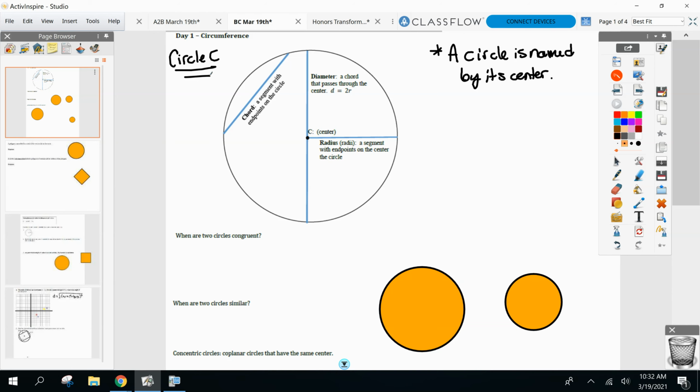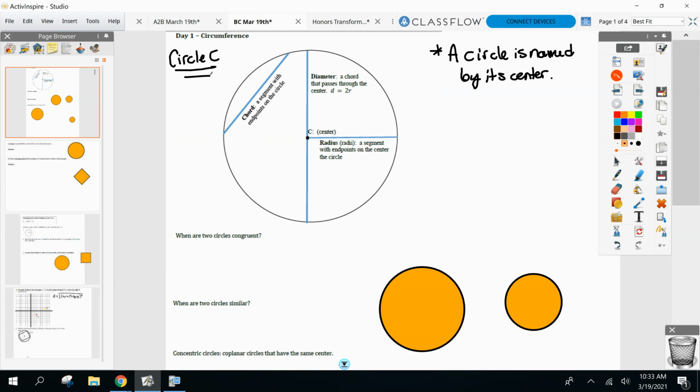If I cut the diameter at the center in half, I have what's called a radius. If you have two in the same circle, they're called radii, the plural of radius. That is a segment from the center to a point on the circle. It's half the diameter length. No big deal. Now here's where I think we're going to start getting into some new vocab.